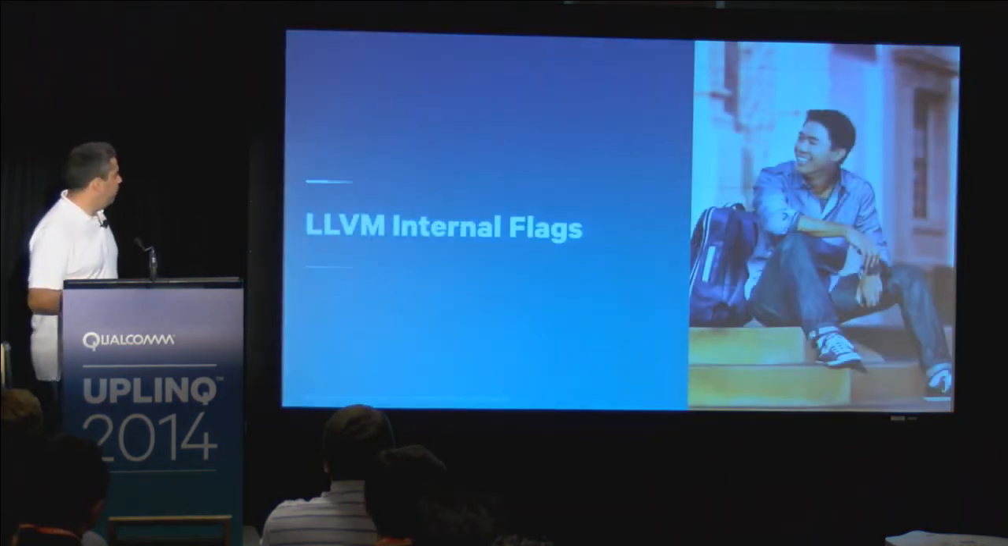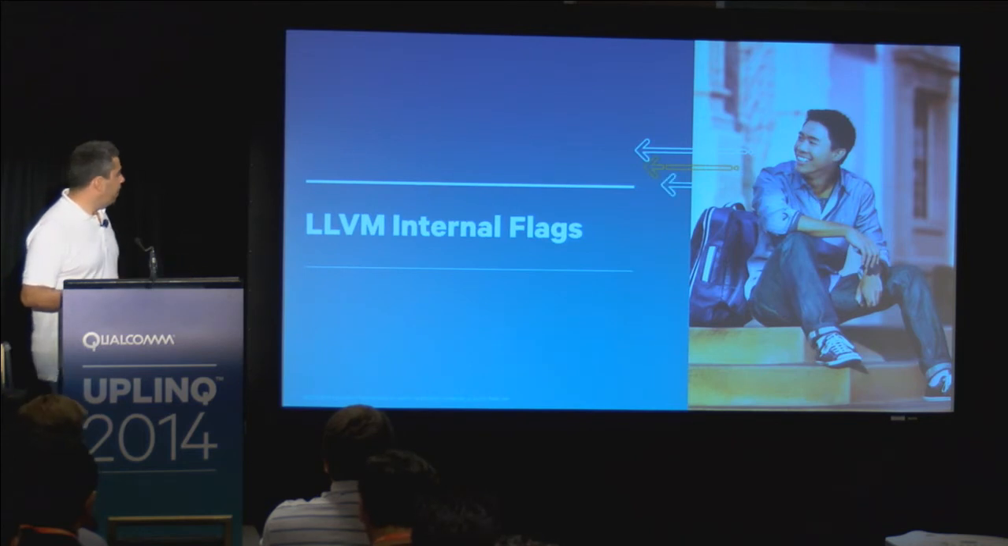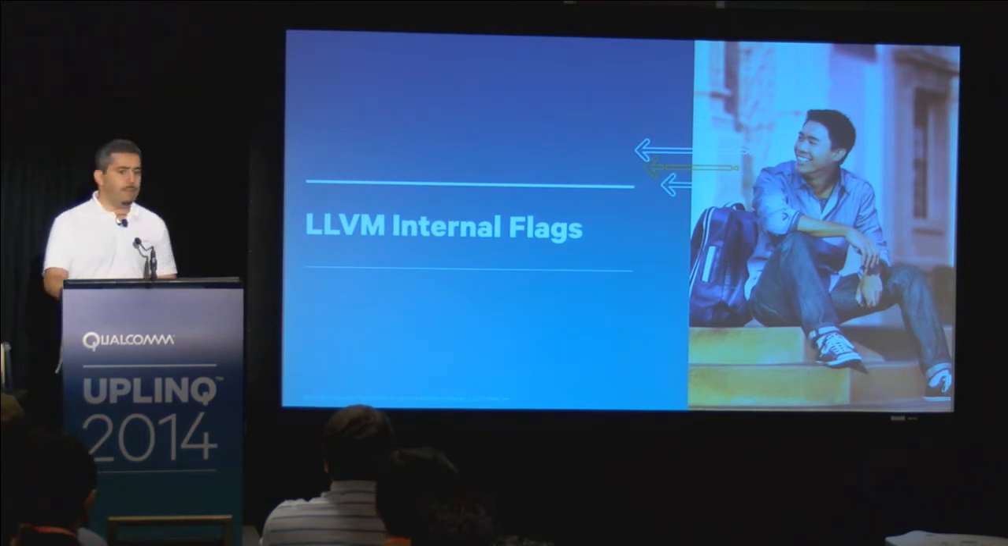And then the next slide, I have one slide for the internal flags. The internal flags are sort of backend flags. They need to be prefixed with -mllvm and then dash something. To see them, you need to do clang.